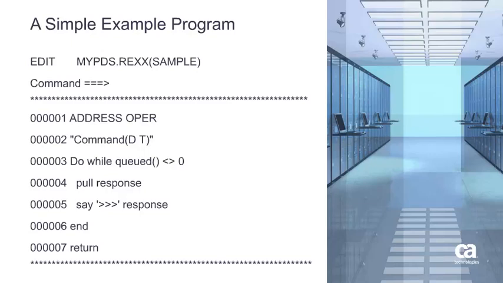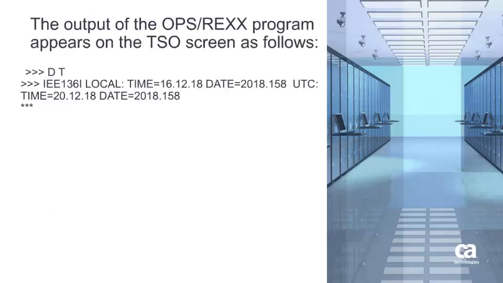In this sample from a TSO edit session, a member of a PDS or PDSE has a few lines of OpsREXX code to show the utility of the Address OPER host command environment. You can see that the command passed to the Address OPER host environment is the z/OS command D T, or display time command. When executed, this OpsREXX program issues the command and retrieves the response from the external data queue. Then it displays the response to the TSO user. Here you can see the output of the OpsREXX program. The program has worked properly.